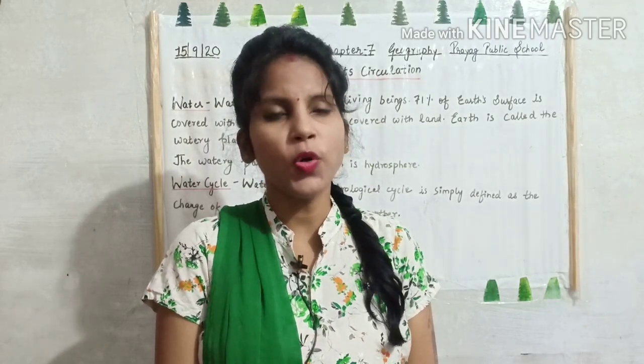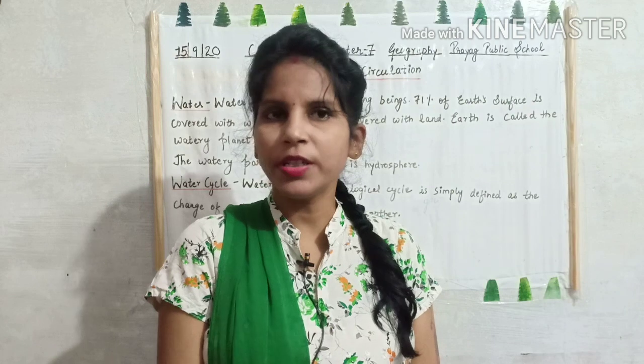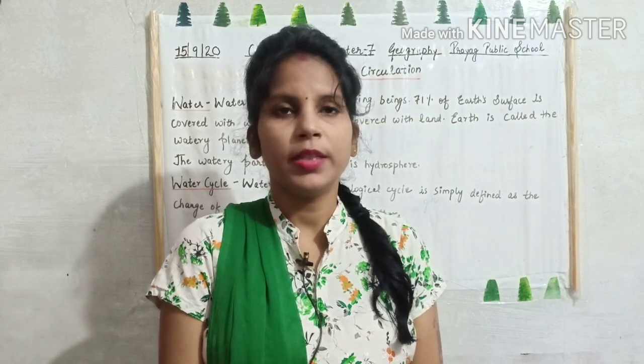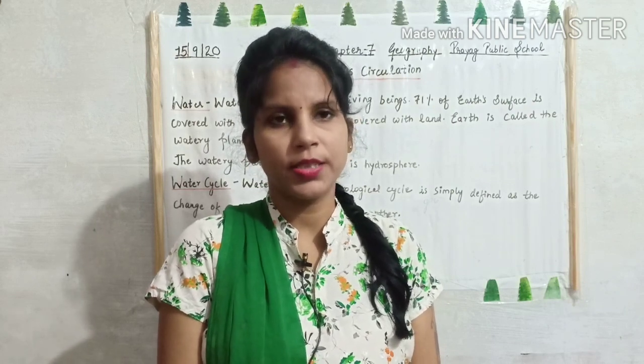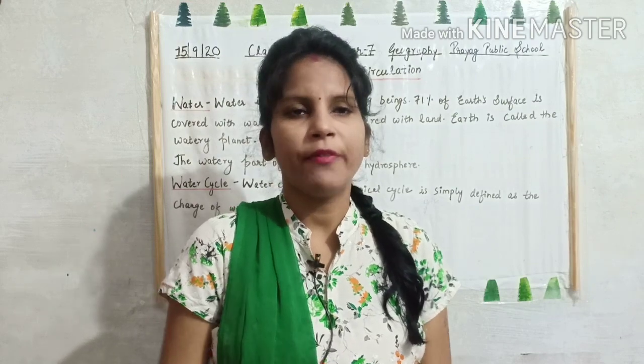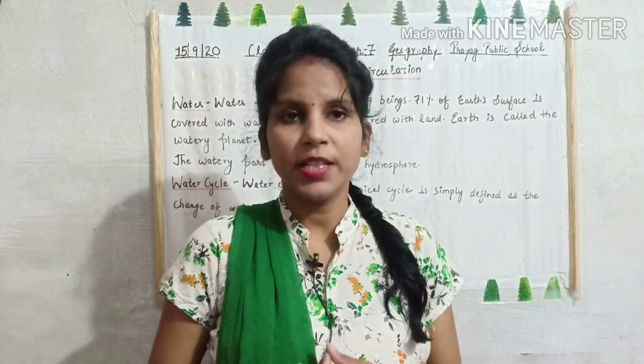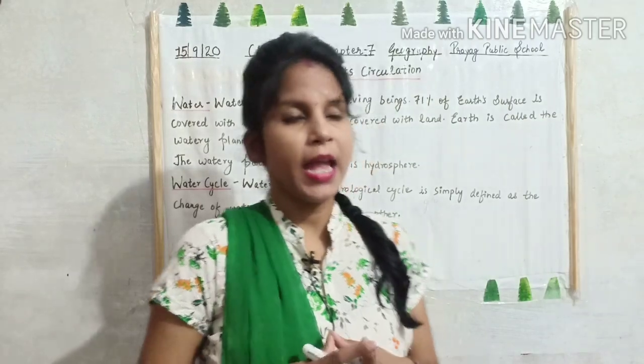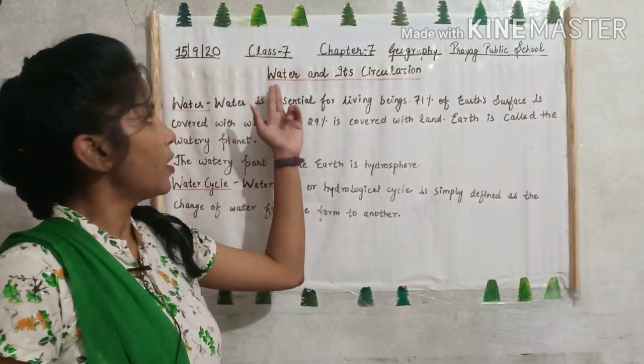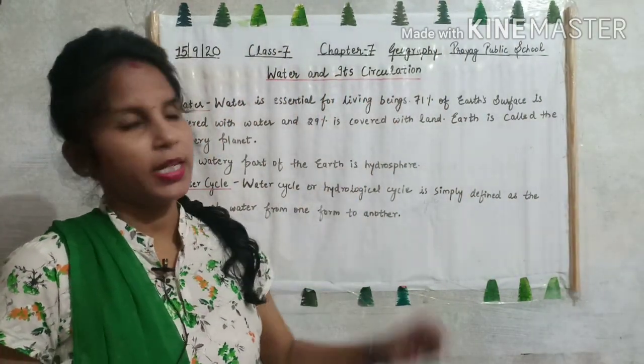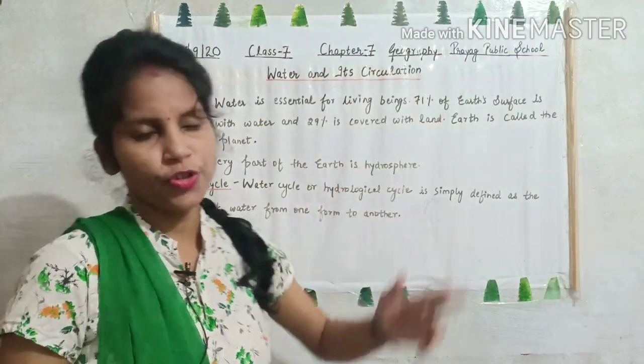In our previous video, we had completed the activity chapter, that was the development of regional cultures. Today I will be starting a new activity based chapter, and the name of the chapter is Water and its Circulation. It is chapter number 7 of Geography.